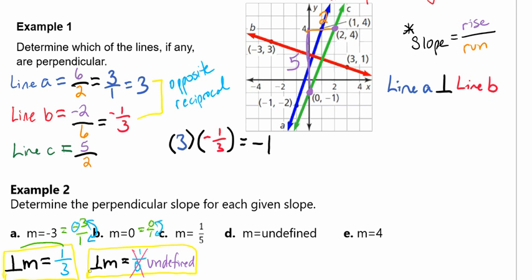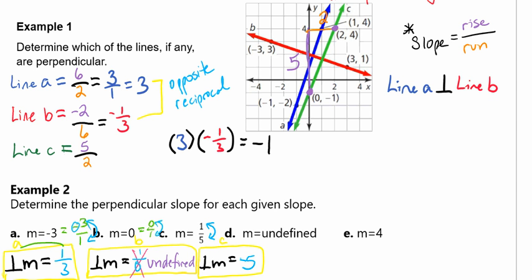Let's take a look at letter C. Looking for our perpendicular slope for letter C, we're going to flip-flop our 5 over 1, or 5, and make it 1 over 5. And because this one was positive, that means our perpendicular one's going to be negative. So we're actually going to have a -1 over 5. And that's going to be our perpendicular slope for C.